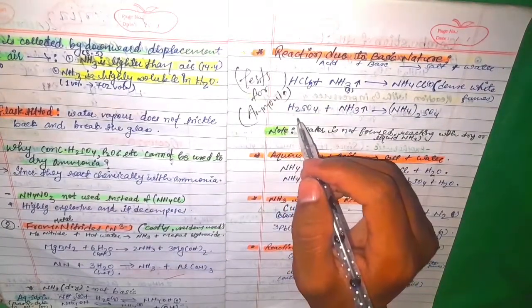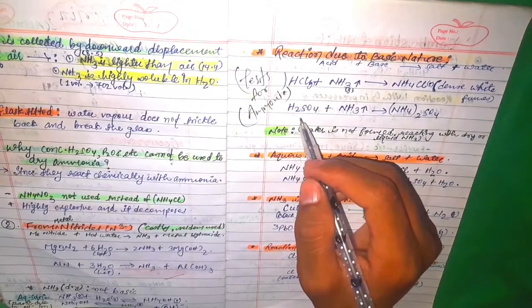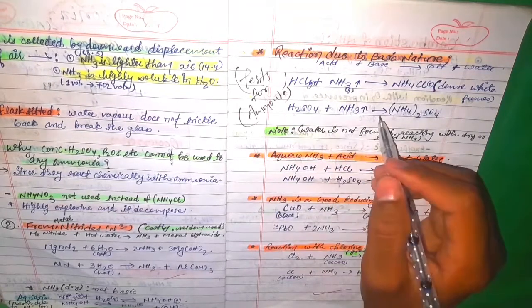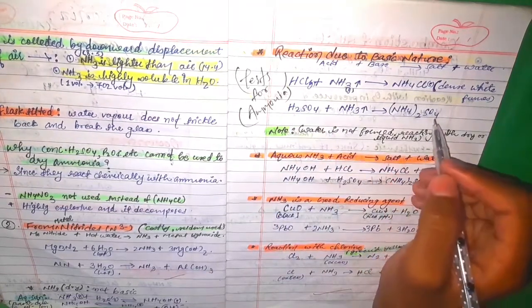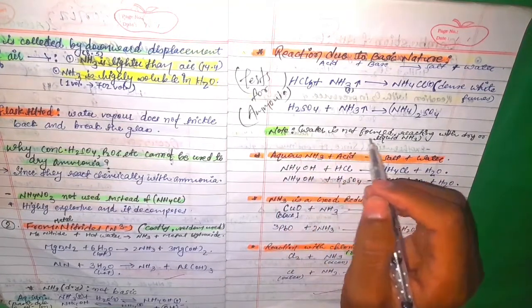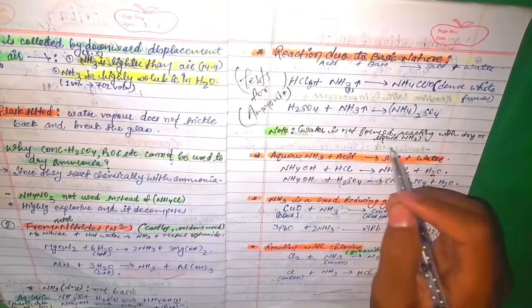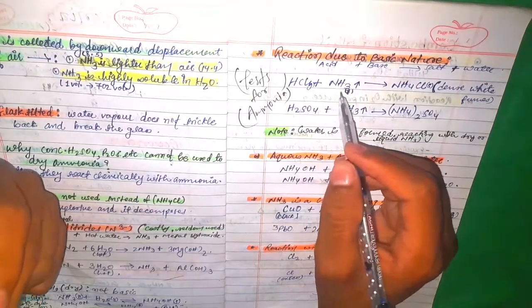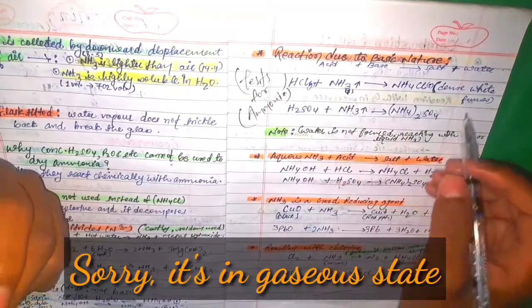And now again the next reaction is sulfuric acid plus ammonia will give ammonium sulfate. Note that water is not formed when reacting with dry or liquid ammonia. Here ammonia is in dry state, and so the water is not formed.